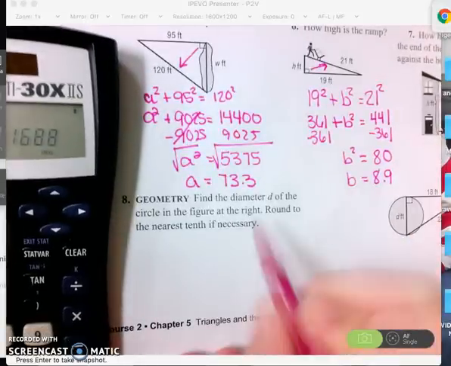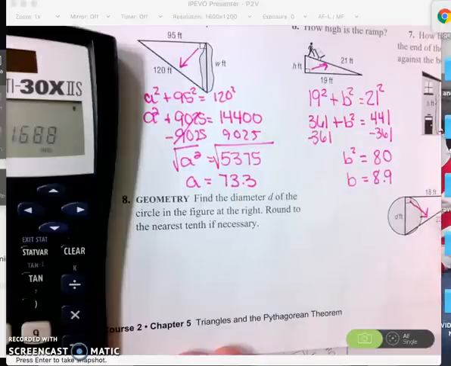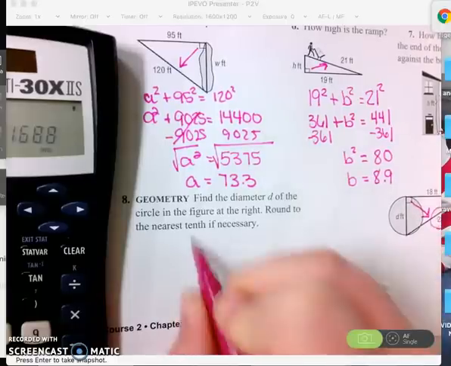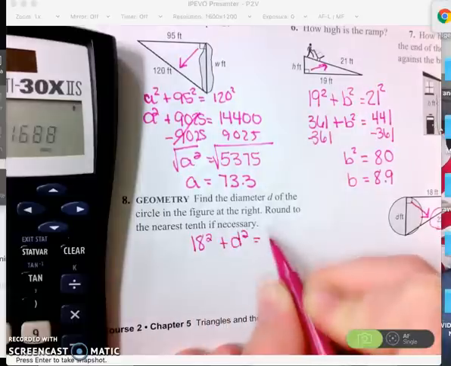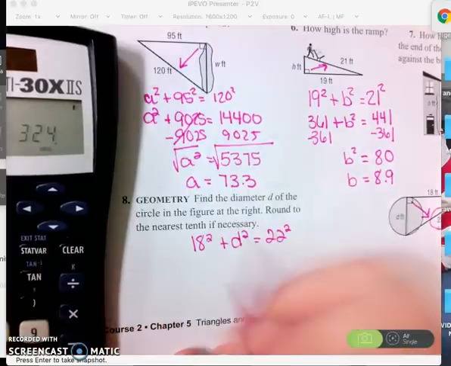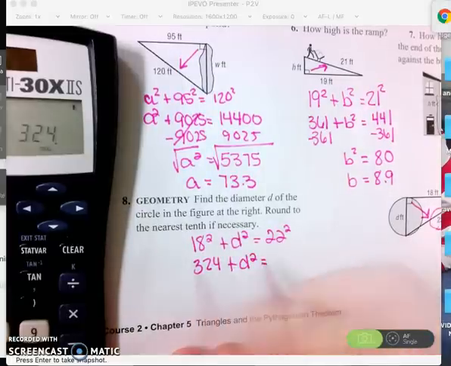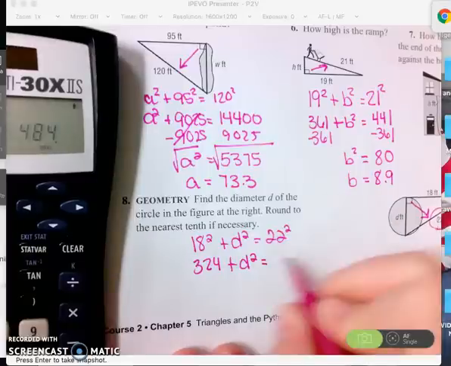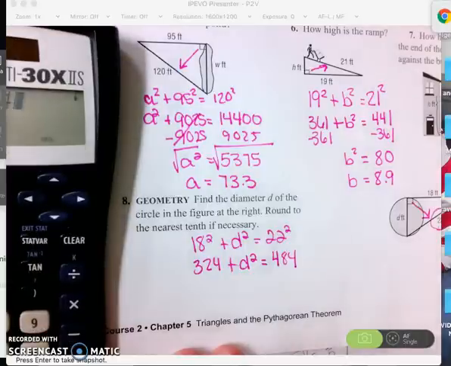Okay, find the diameter, D, of the circle in the figure at the right. Round to the nearest tenth if necessary. So again, this is our hypotenuse, or our C. So we have 18 squared plus D squared equals 22 squared. So 18 squared is 324. 22 squared is 484. I need to subtract that 324.